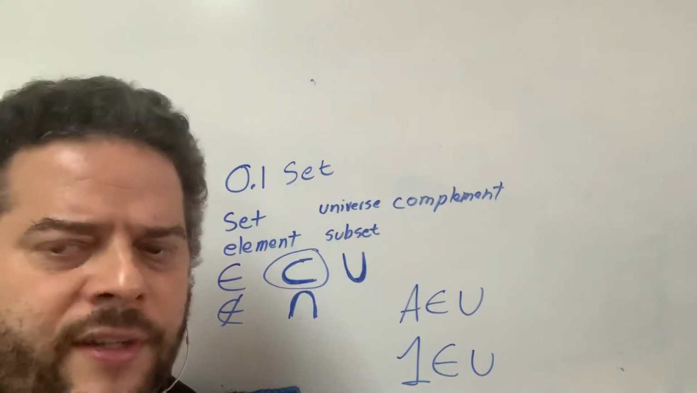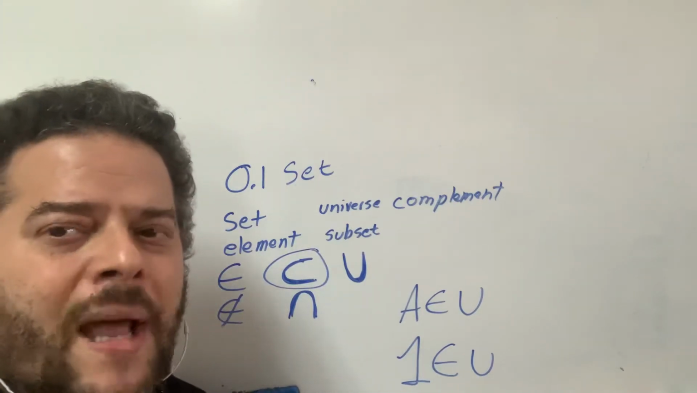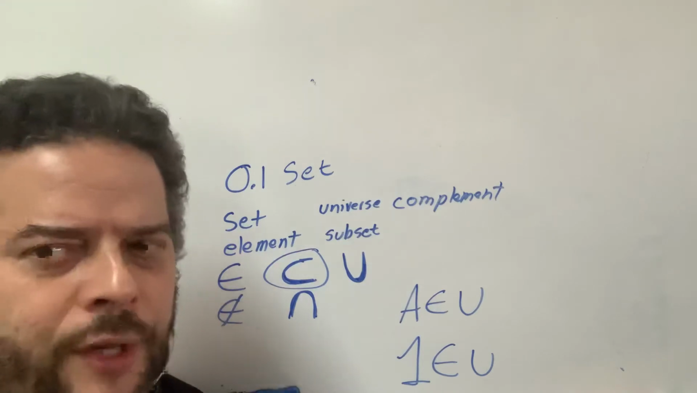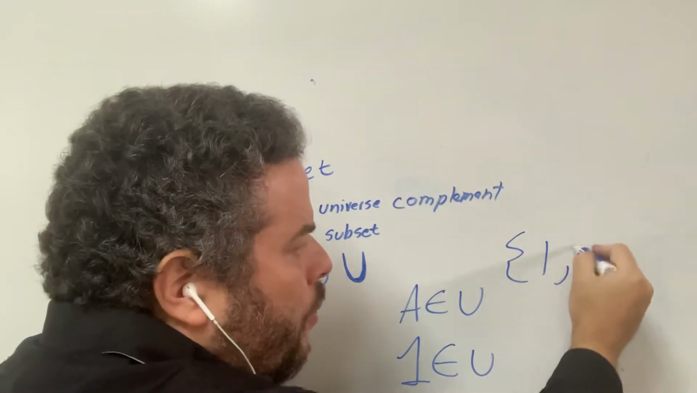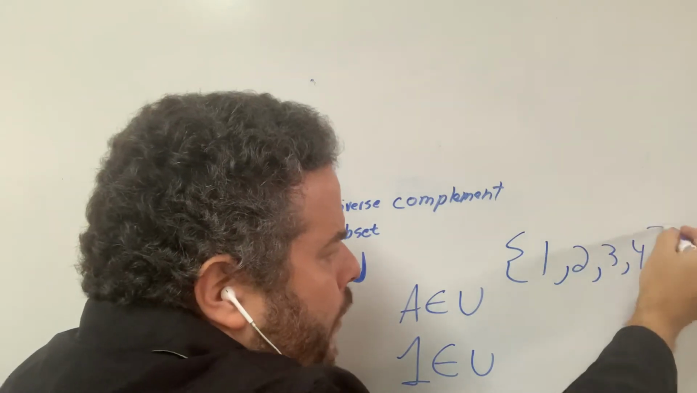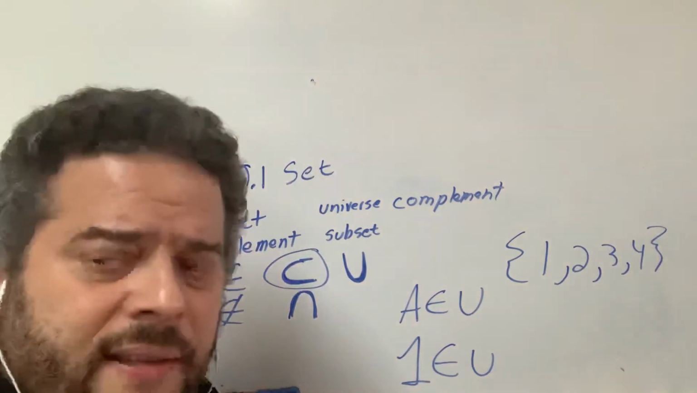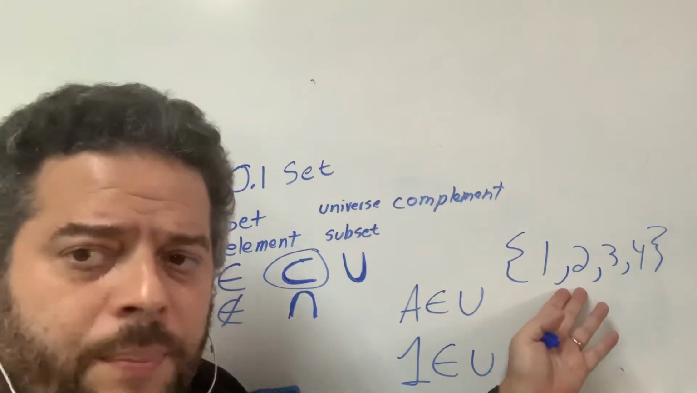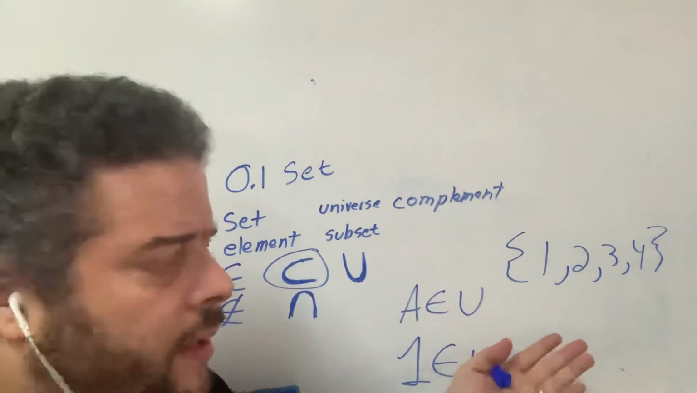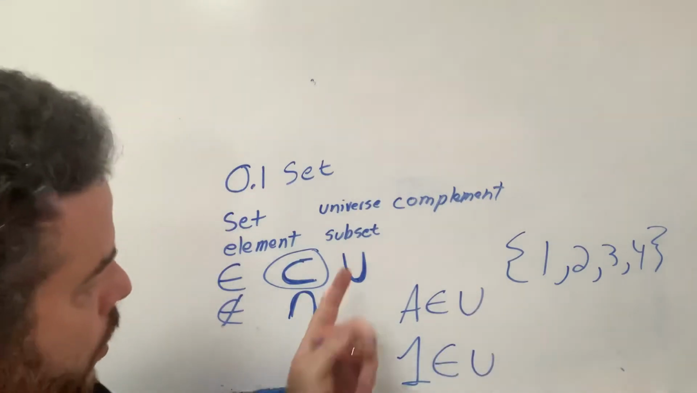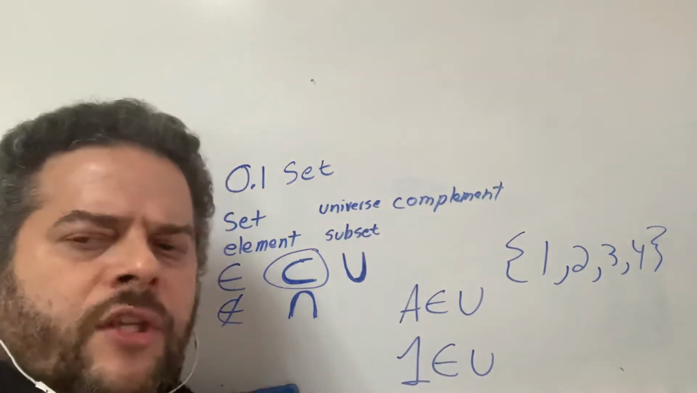So a universe is pretty much all the possible elements, not necessarily the elements that are used in your particular set. For example, if I say my universe is all possible real numbers, I can have a set that's just numbers 1, 2, 3, and 4. That is my set. That is a subset of the universe set, which is all real numbers. It's perfectly fine.